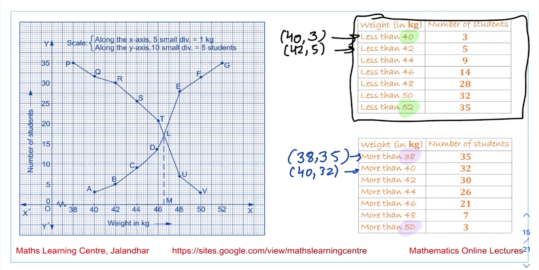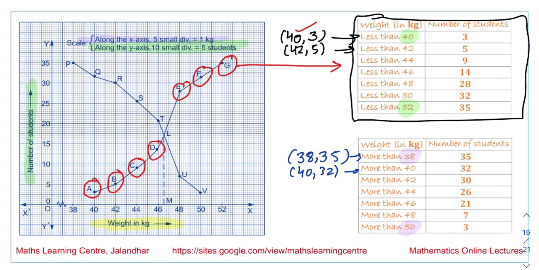Now along the x-axis we have taken 5 small divisions equal to 1 kg, and along the y-axis we have taken 10 small divisions equal to 5 students. So these are the number of students along the y-axis and the weight in kg along the x-axis. When drawing these points, the first point is 40,3, which we call A. The next point is 42,5, which is B. Next are the points C, D, E, F, G. These are the points we have drawn corresponding to the less than type frequency distribution.